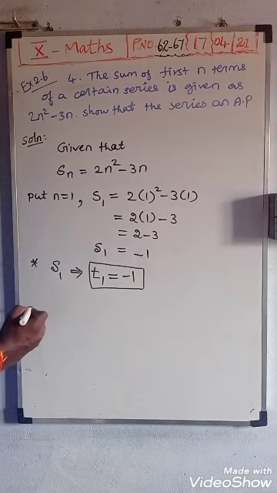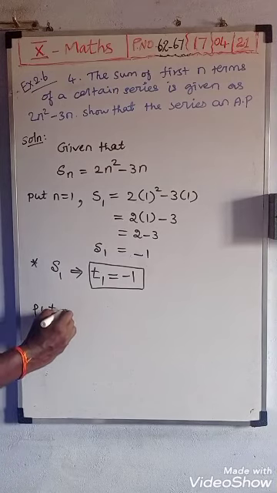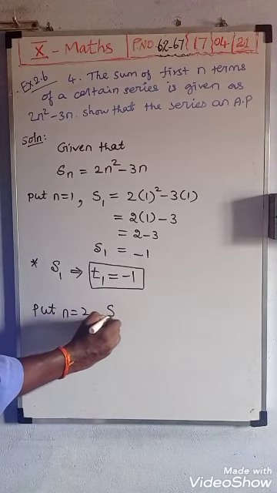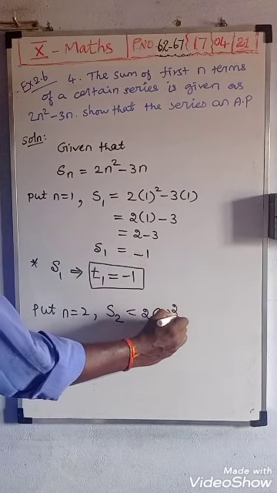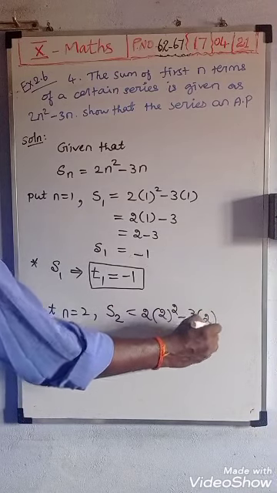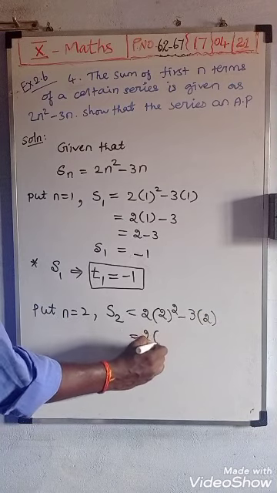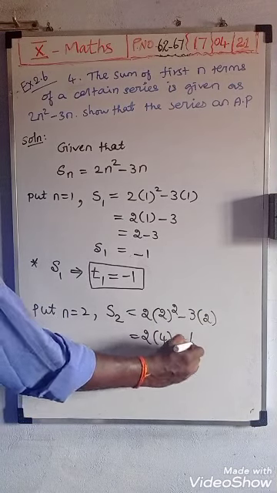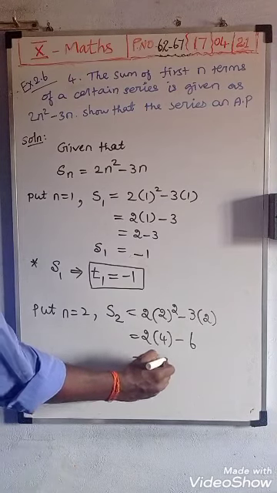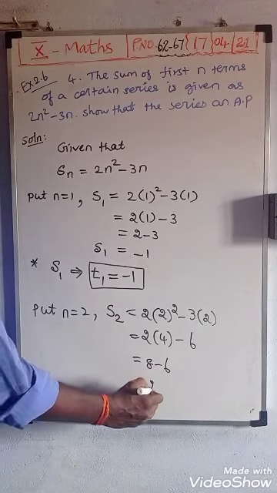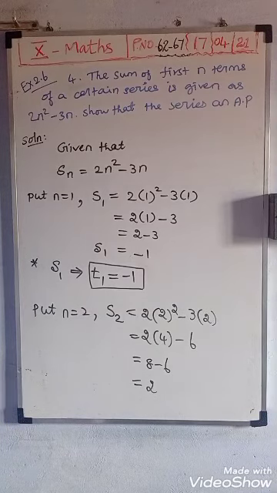Next, put n equal to 2. Then S2 is equal to 2 times 2 squared minus 3 times 2. So 2 times 2 squared, which is 4, is 8, minus 3 twos, which is 6. 8 minus 6 we will receive as 2. So this is S2.